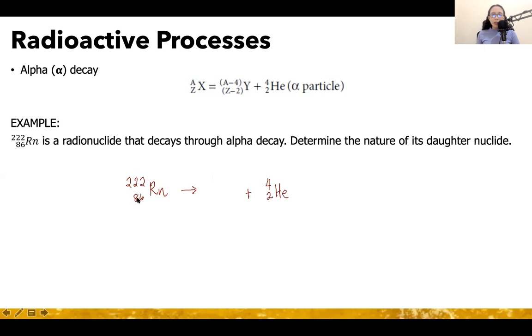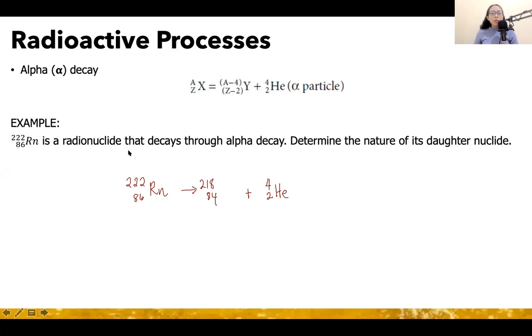Now we need to identify the atomic number. So 86 minus 2, that's 84. And we need to identify the mass number. So that's 222 minus 4, that's 218. So which element has the atomic number 84? Were you able to remember? So the element with an atomic number of 84 is polonium.